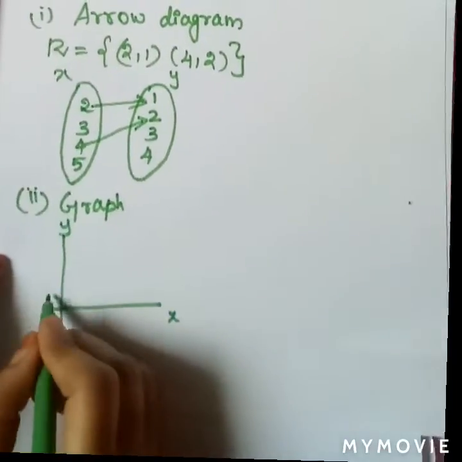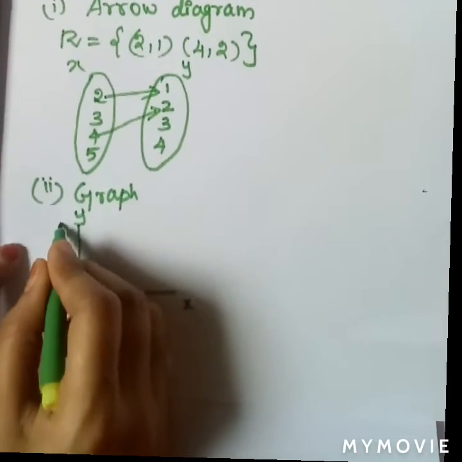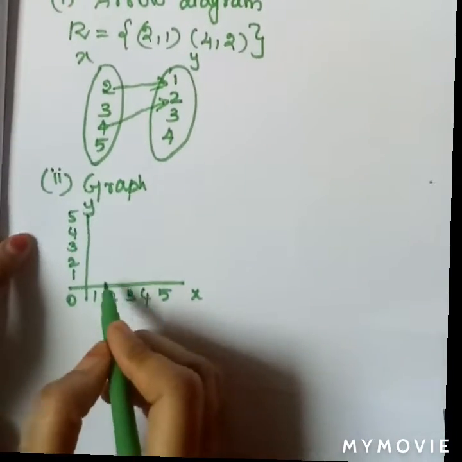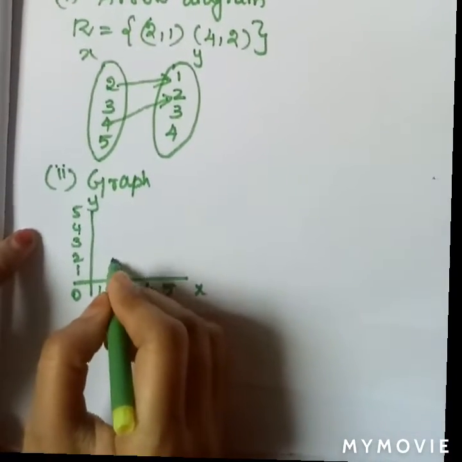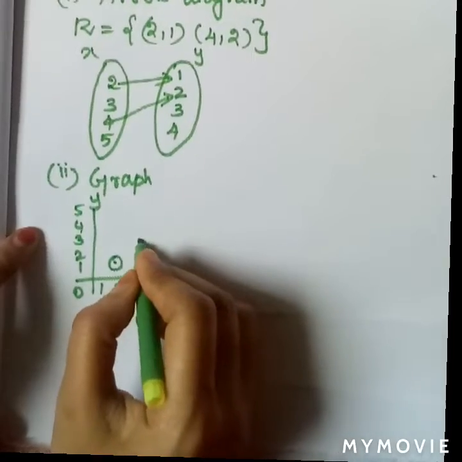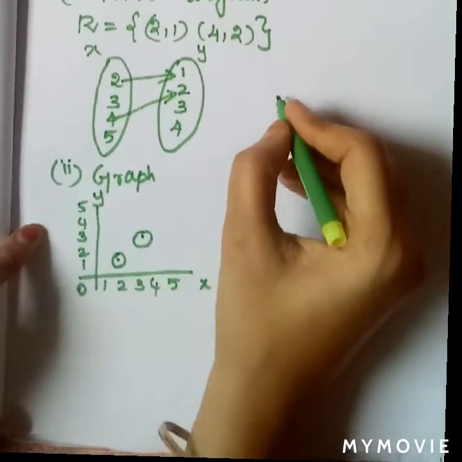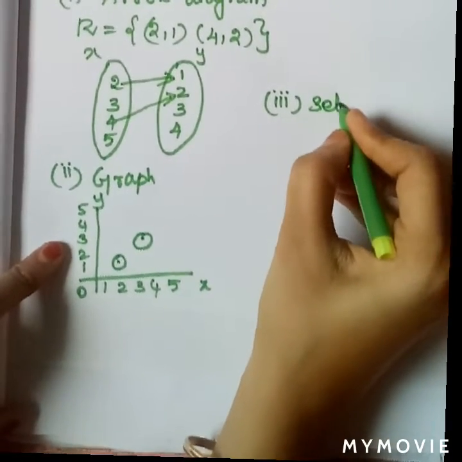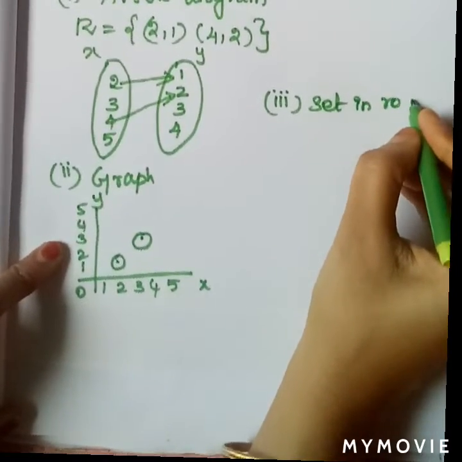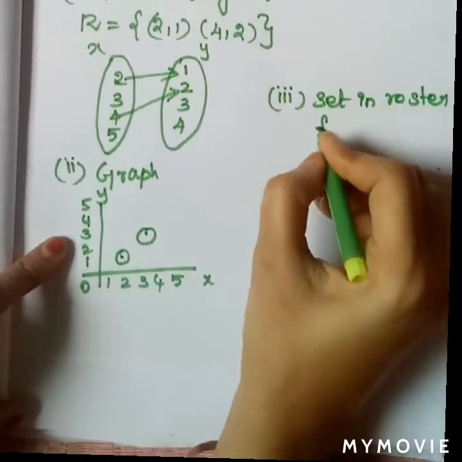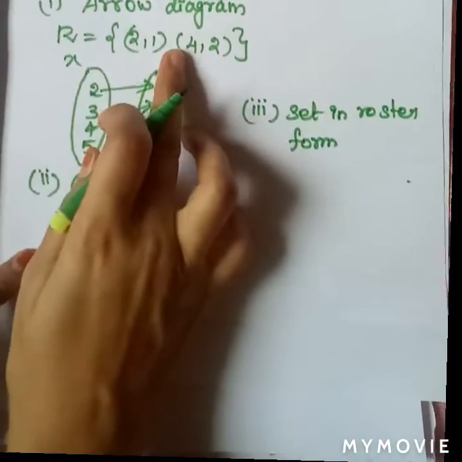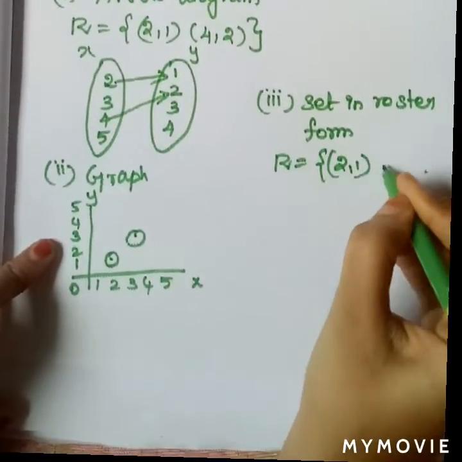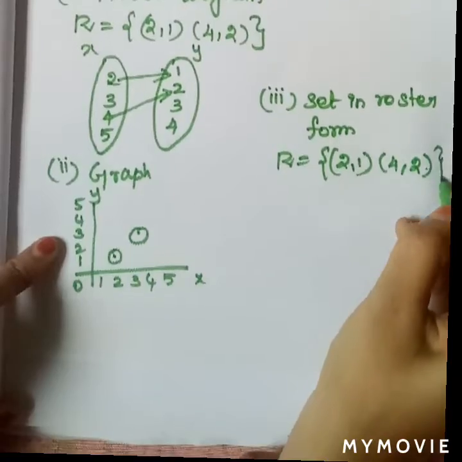X, Y. 1, 2, 3, 4, 5. 1, 2, 3, 4, 5. 2, 1 and 4, 2. Third subdivision is your set in roster form. Already we have seen our roster form. You just copy there. R equal to 2, 1, 4, 2. That's it.